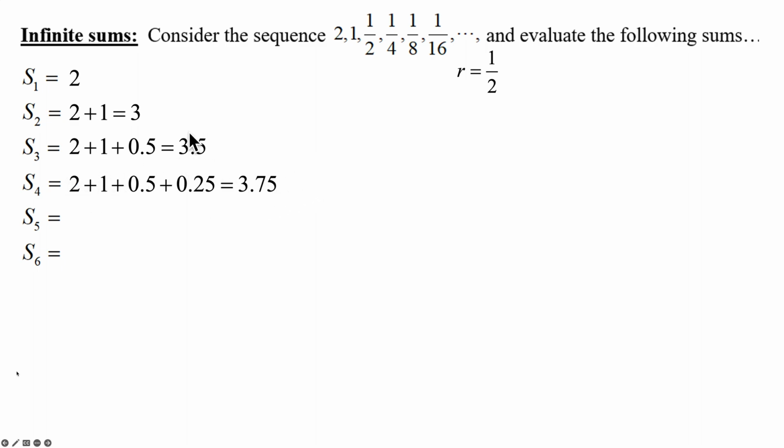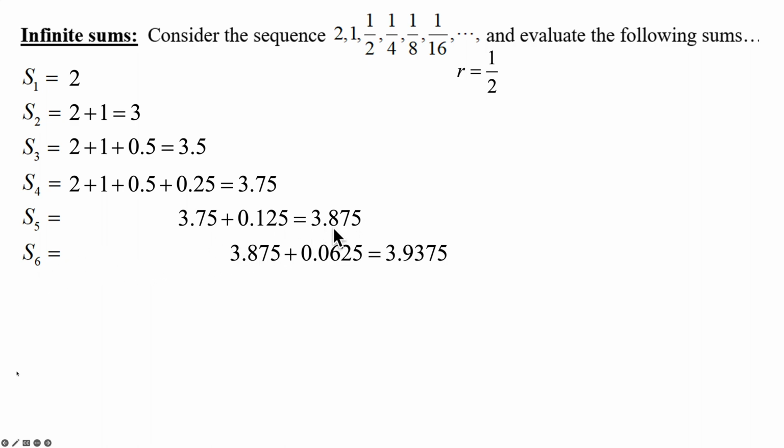okay, I get it. You're just adding to the previous term. So 1/8 is 0.125. I'm just going to take the previous 3.75 instead of rewriting this all the time, and add it to 0.125, and 3.75 plus that 0.125 is 3.875. And then for the sum of the first 6 terms, we'll do that again. 3.875, now 1/16 is 0.0625, and we have 3.9375.